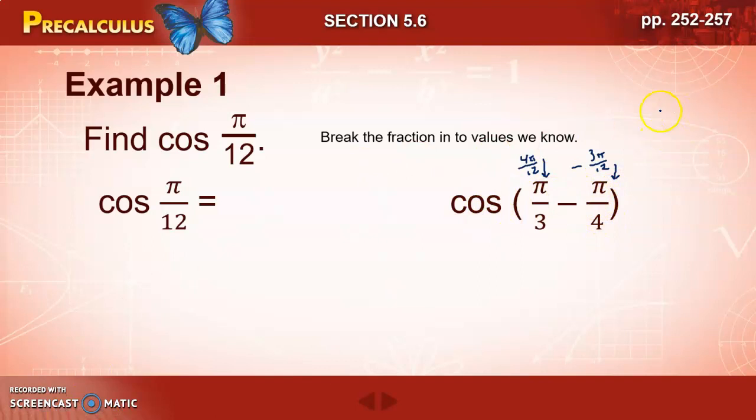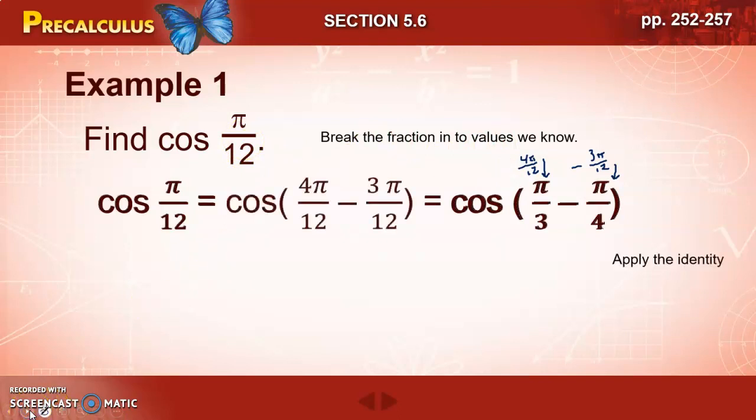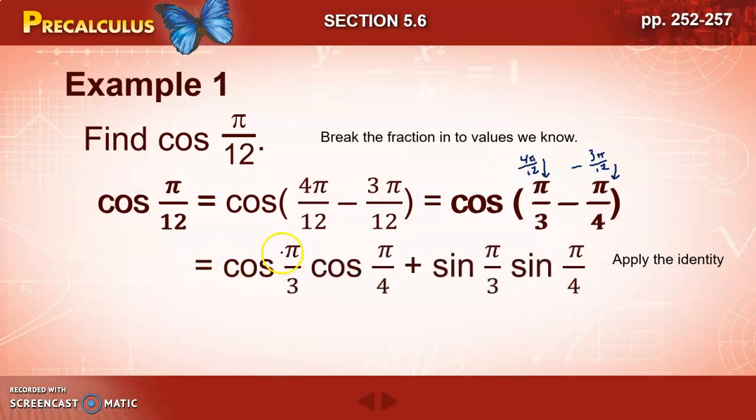So the first thing that I want to do is write pi over 12 as a difference of 2 angles that I know are on the unit circle. Then I'm going to apply the identity, using that little formula that we had on the previous screen. It was cosine of the first times cosine of the second plus sine of the first times sine of the second. So cosine pi over 3 times cosine pi over 4 plus sine pi over 3 times sine pi over 4.